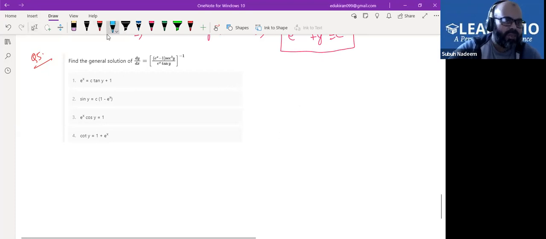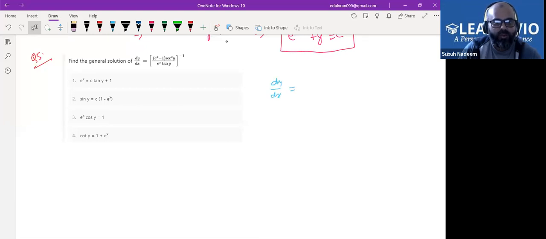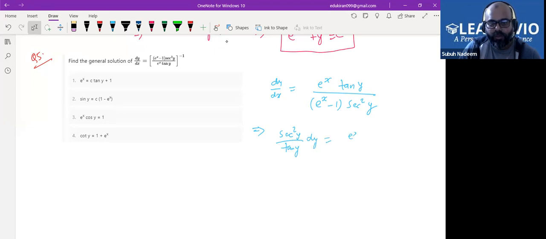So here there is only a little mix of functions, but it is not so difficult. So if you see dy by dx is equal to this, the right hand side power is -1. So that will just make it reciprocal. e to the power x tan y by e to the power x -1 sec square y. Now separate the variables. So dy will be multiplied with sec square y and divided by tan y, and e to the power x by e to the power x -1 dx, cross multiply, and we integrate them.